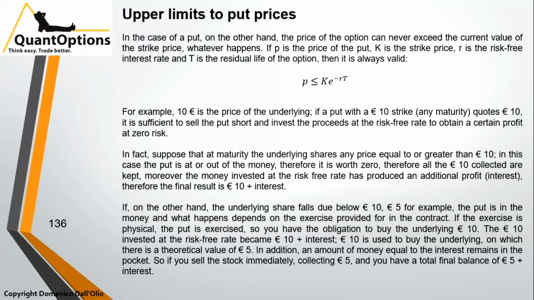If, on the other hand, the underlying share falls below 10, let's say 5 for example, the put is in the money, and what happens depends on the exercise provided for in the contract. If the exercise is physical, the put is exercised, so you have the obligation to buy the underlying for 10. The 10 invested at the risk-free rate become 10 plus interest, and 10 is used to buy the underlying, which has a theoretical value of 5. In addition, an amount of money equal to the interest remains in the pocket, so if you sell the stock immediately, collecting 5, you have a total final balance of 5 plus interest.